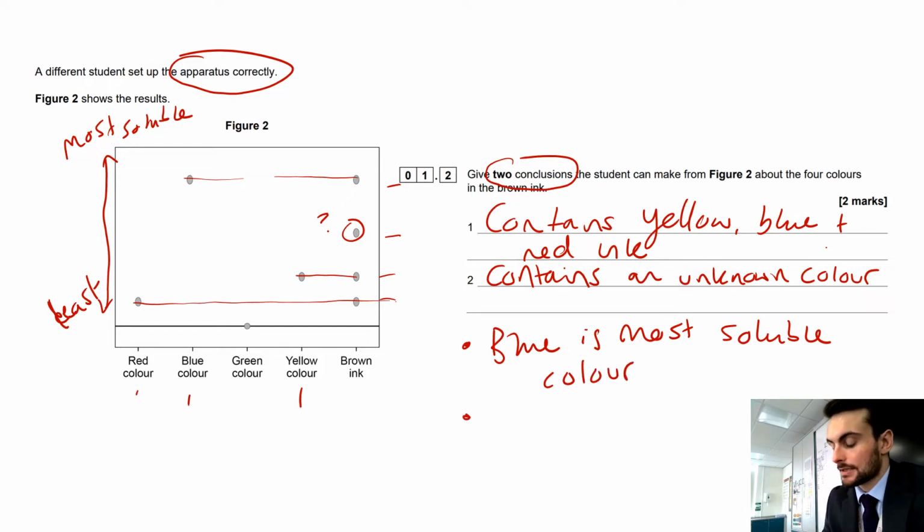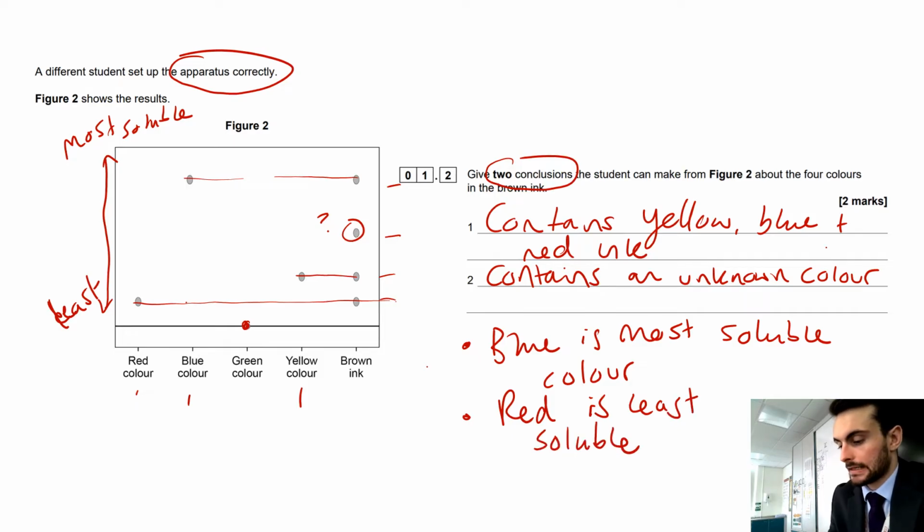And which one is the least soluble? Well, got to be careful with this one because this one didn't even move. So can you even say it's soluble? So for this one, the least soluble one is actually red. Green didn't move, so that means it's not soluble. Does not dissolve, right? Won't dissolve in that solvent, whatever they've used.